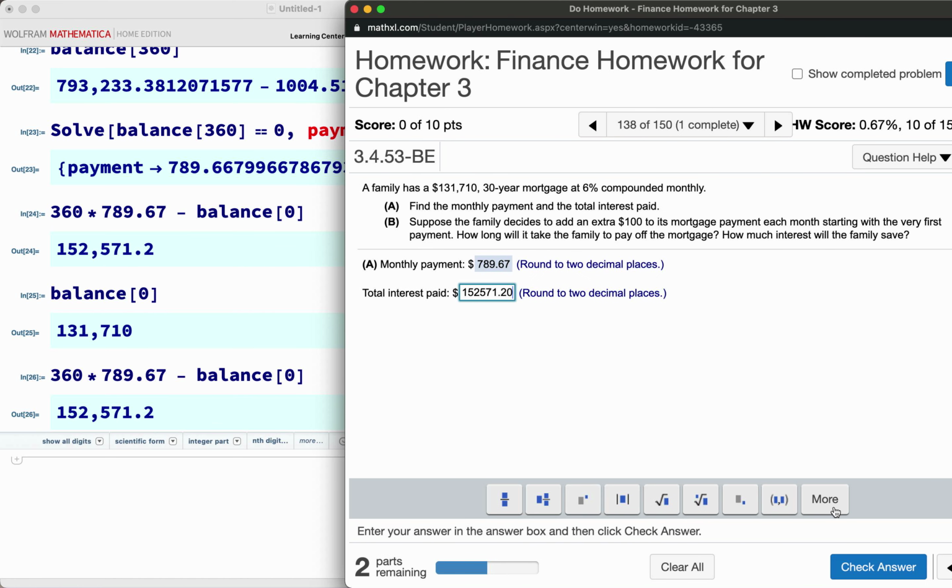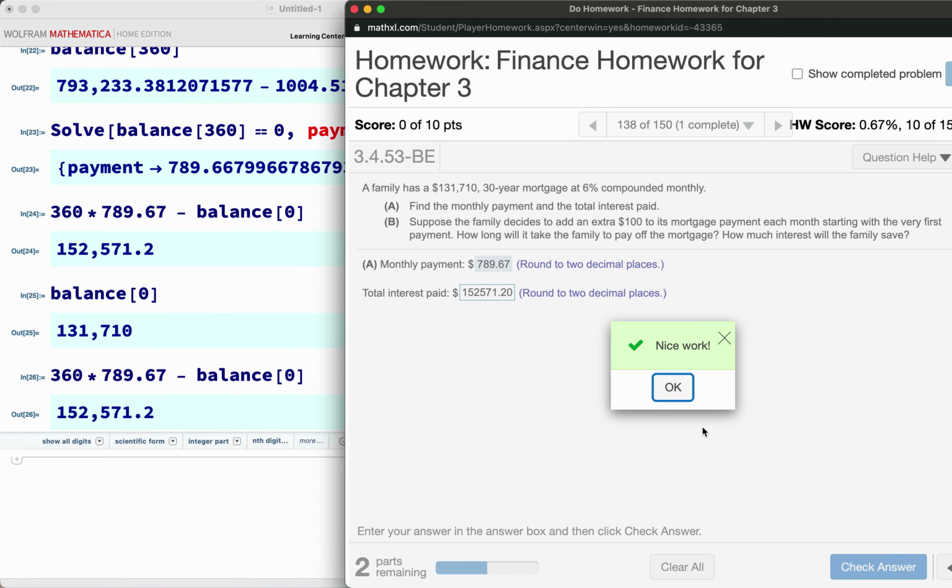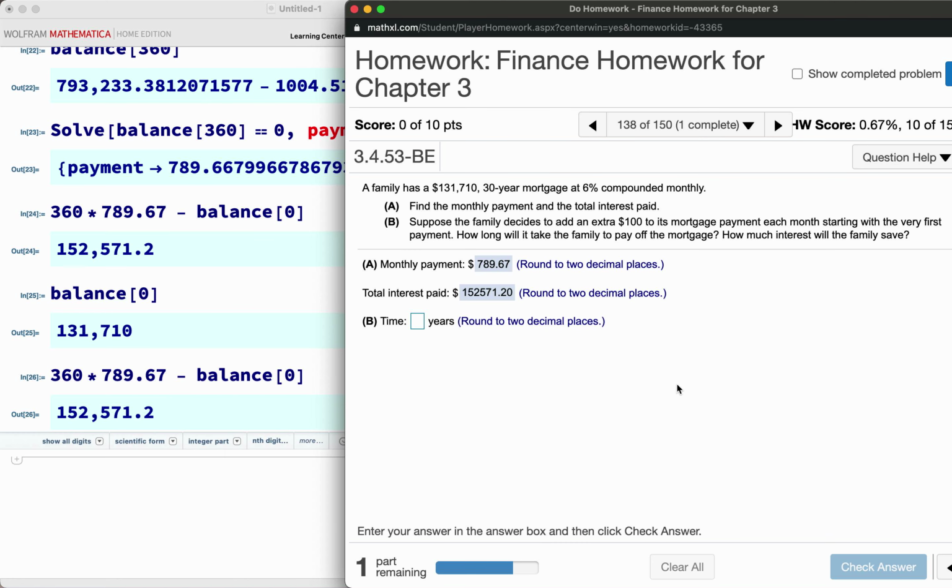$152,571.20. Okay. So now the next question, suppose the family decides to add an extra $100 to its mortgage payment each month, starting with the very first payment. How long will it take the family to actually pay off the mortgage? How much interest will the family save?